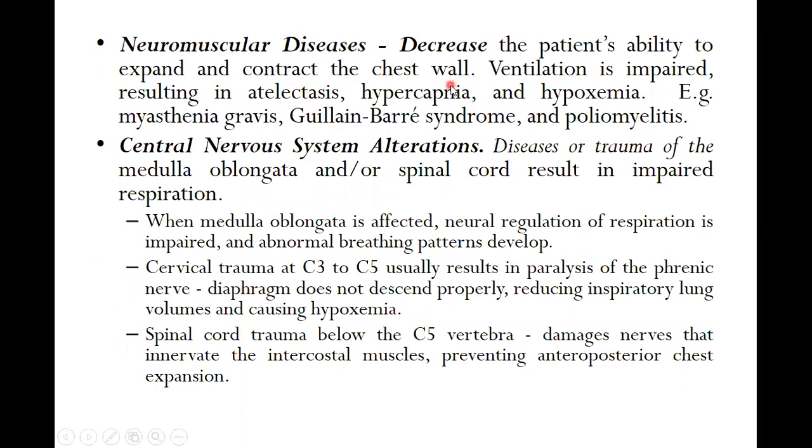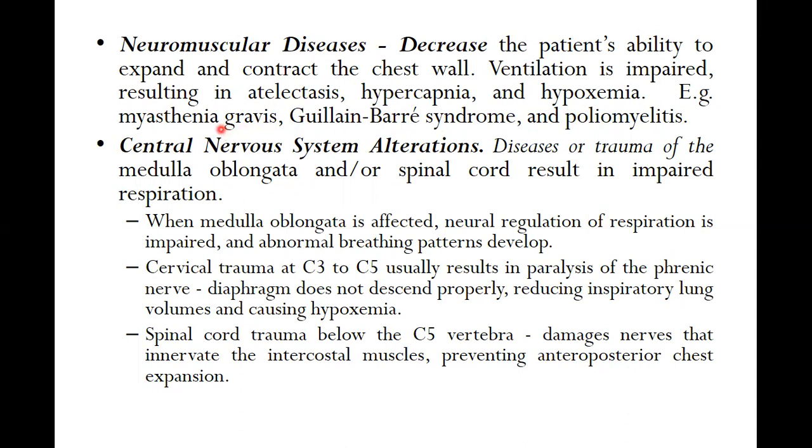Neuromuscular diseases, like I mentioned, they decrease the patient's ability to expand and contract the chest, so ventilation will be impaired. This will result in atelectasis, which is lung collapse, hypercapnia, which is an increase in the levels of carbon dioxide, and hypoxemia, which is decreased amount of oxygen in the blood. Conditions such as myasthenia gravis, Guillain-Barré syndrome, and poliomyelitis affect the muscles. So the muscles of respiration, including the diaphragm, become weak.